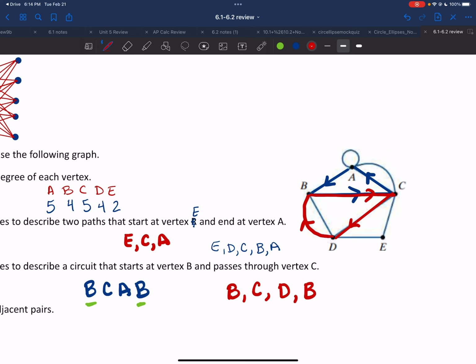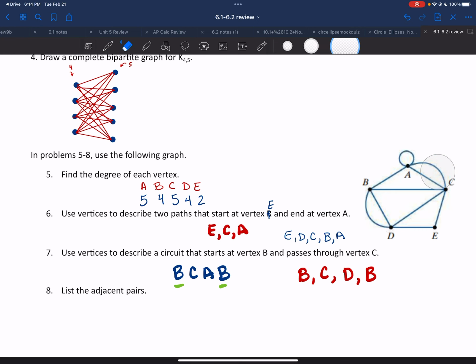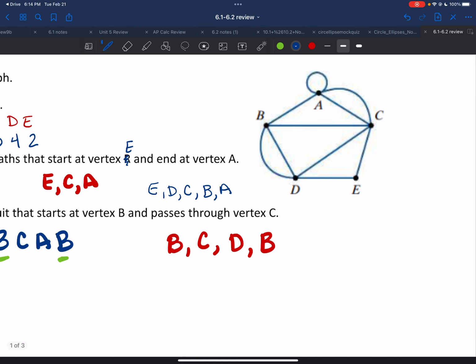All right. List the adjacent pairs. Let's go ahead and look at the adjacent pairs. Again, we start with, I'm just going to list them over to the side here. We start with A, and so we have, erase this real quick. We have AC, and then A is also connected to B. And then there is a loop, right, from A to A.